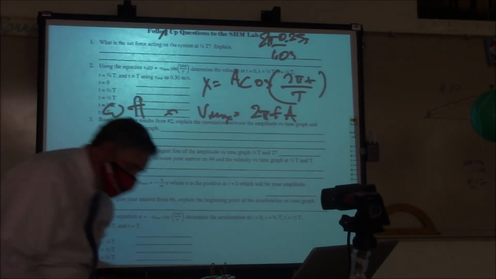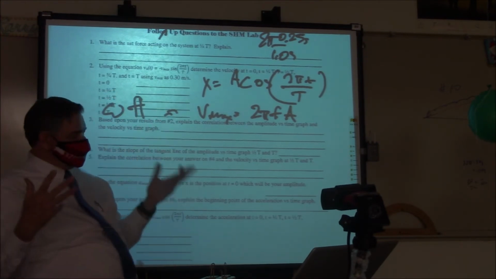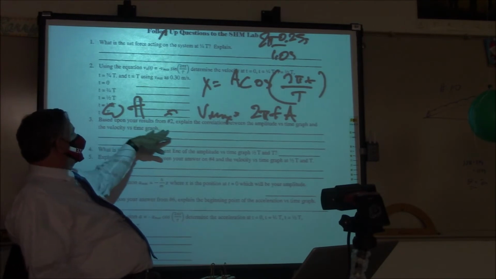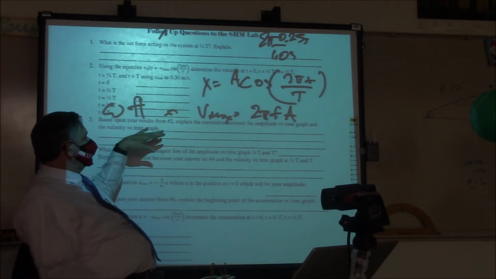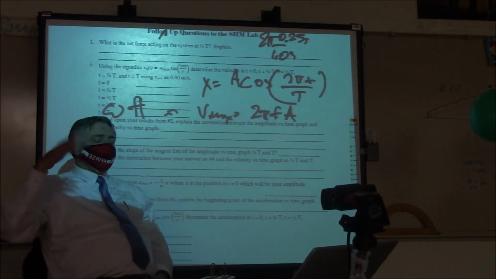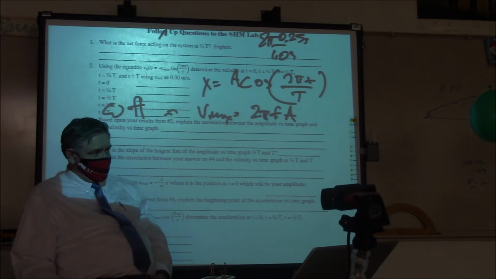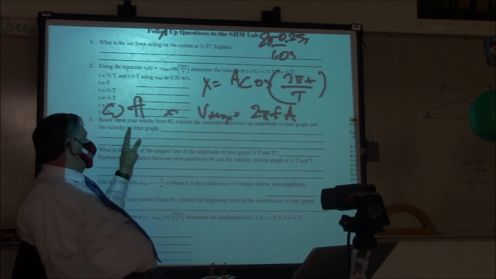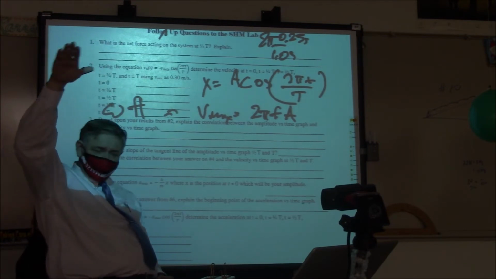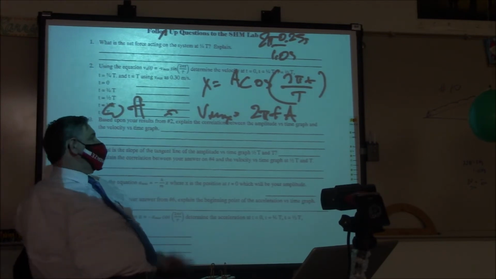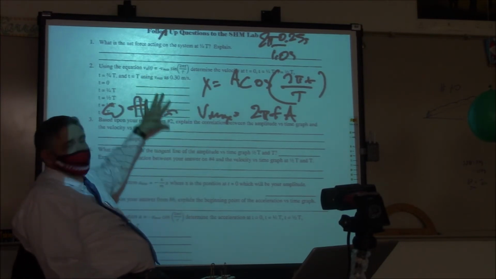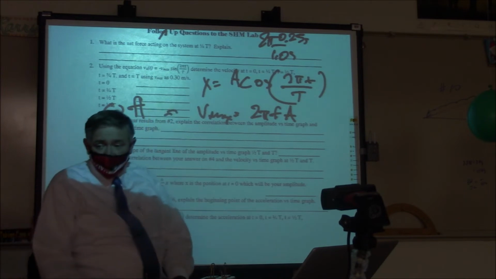Okay, so this is where, for those of you that have studied calculus or you look at the graphs, here's what I'm looking for in number 3. Based upon your results from number 2, explain the correlation between the amplitude versus time graph and the velocity versus time graph. So look at this in terms of tangent lines, okay? If you were to look at your position time graph, like at time 0, and draw the slope of that tangent line, how would that correspond with this data that you just generated?